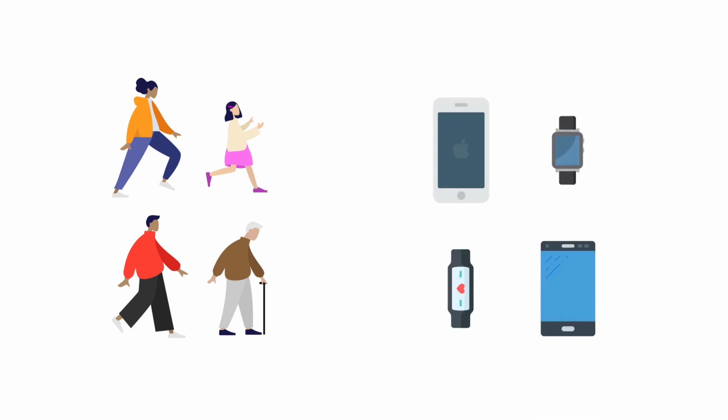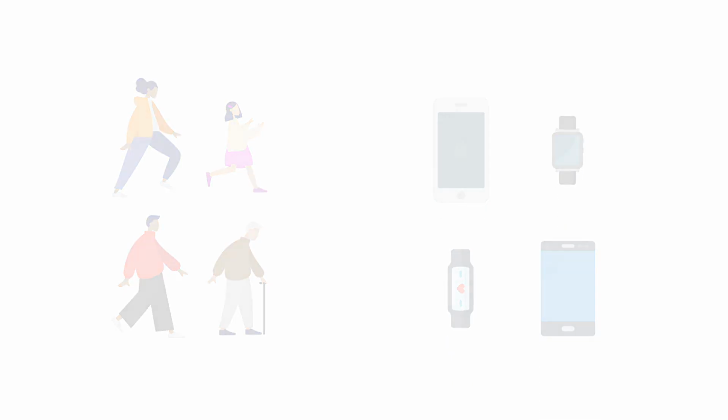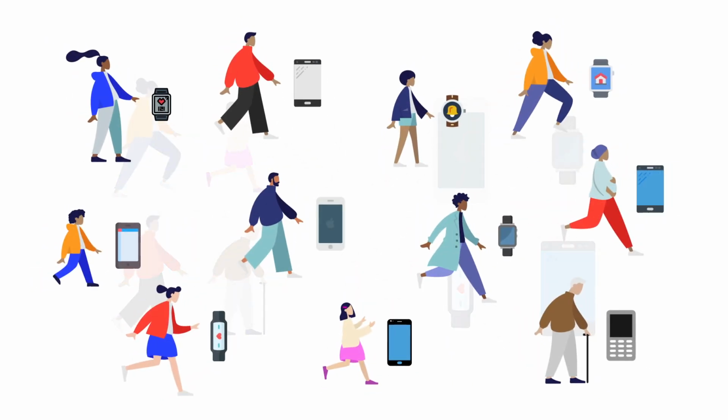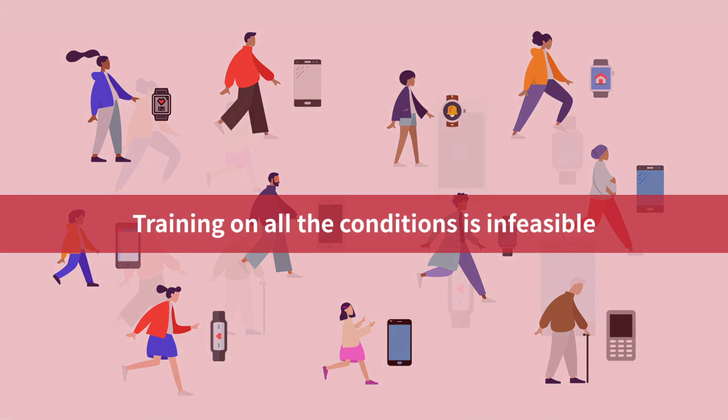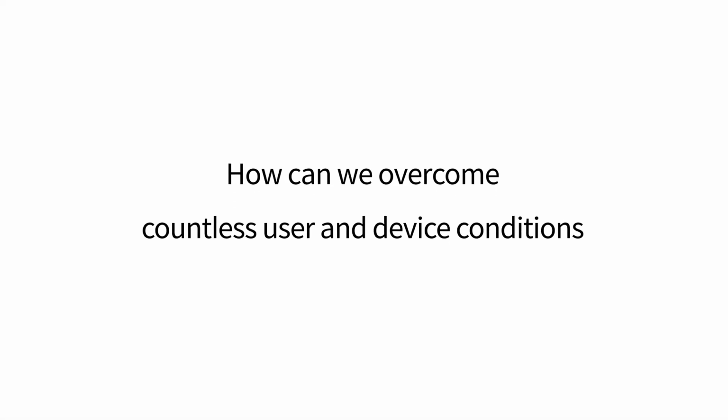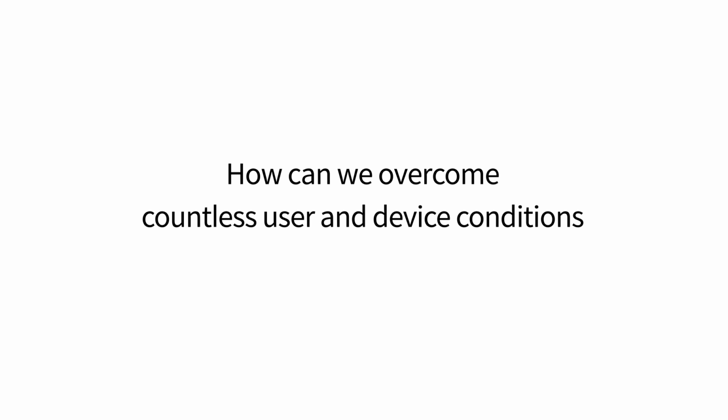This issue is severe in mobile sensing, as there are large numbers of diverse users and devices, and countless combinations between them. Training the deep learning model in such conditions is infeasible. Because of this limitation, not many mobile sensing applications have been widely deployed and used. So how can we overcome such a limitless number of user and device conditions with minimal user effort?